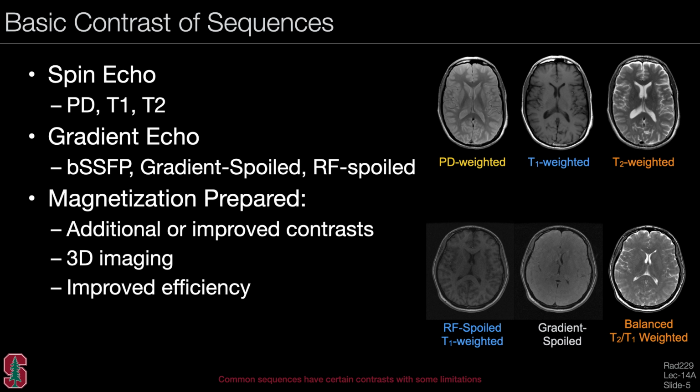We use magnetization prepared imaging to provide additional or improved contrasts, or contrasts that can be combined with an acquisition sequence that doesn't have that contrast. We also might use this to do more efficient 3D imaging and to improve the overall efficiency of the acquisition.